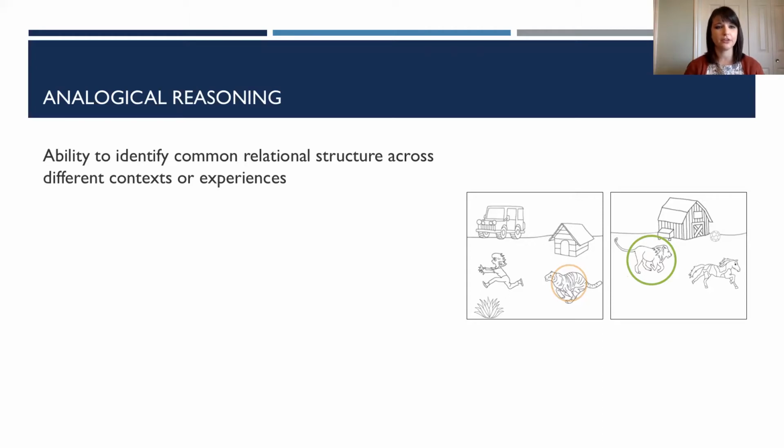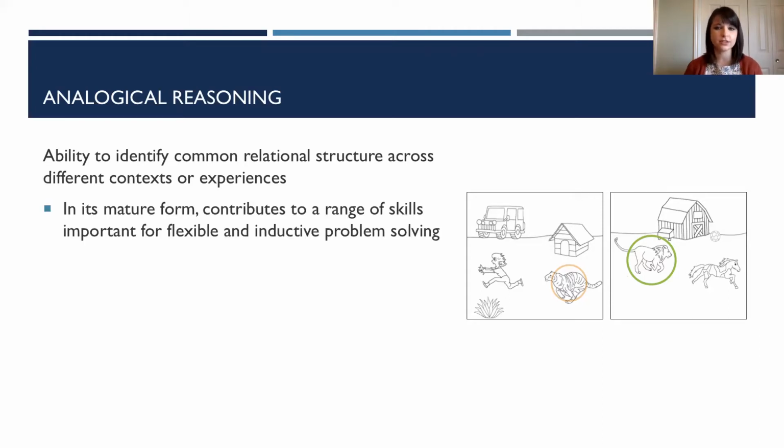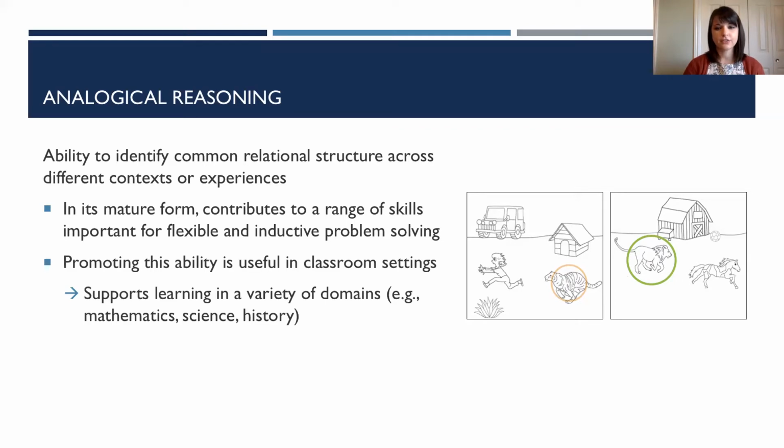In its mature form, as we know, analogical reasoning contributes to a host of skills that are necessary for children's future academic and later career success. It contributes to things like innovation, inductive reasoning, creativity, and the list goes on. These are all skills that require identifying relational similarities shared between contexts in order to make a conclusion about the context as a whole. And so promoting analogical reasoning in the classroom has been shown to support learning in a variety of instructional domains, from mathematics, science, history, and more.